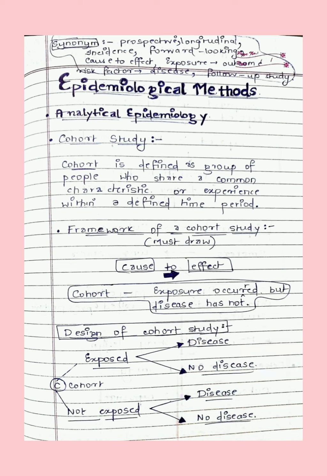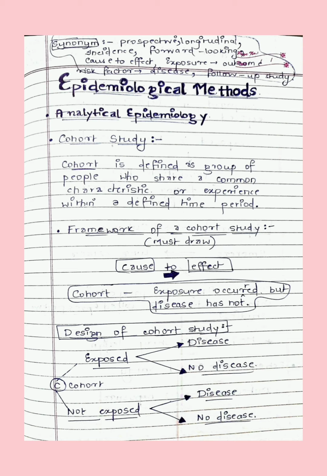It's very important. In case control, we saw that the disease and exposure had already occurred. But in cohort study, we are proceeding from cause to effect. The disease has not yet occurred in this. We select a cohort, which is a population that is disease free. Then we divide them into exposed and non-exposed groups. After they are exposed to that particular agent, say smoking, they develop the disease, say cancer.